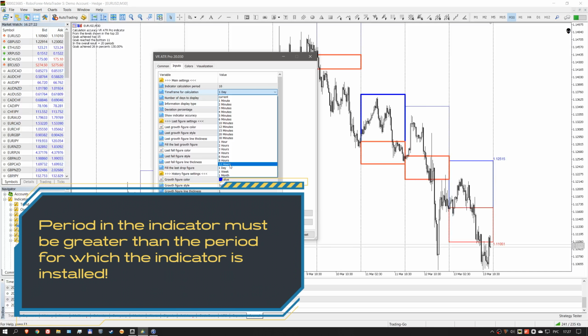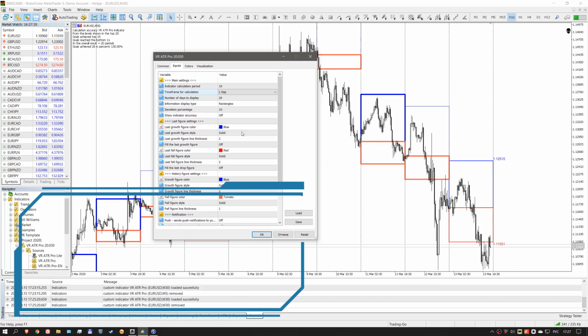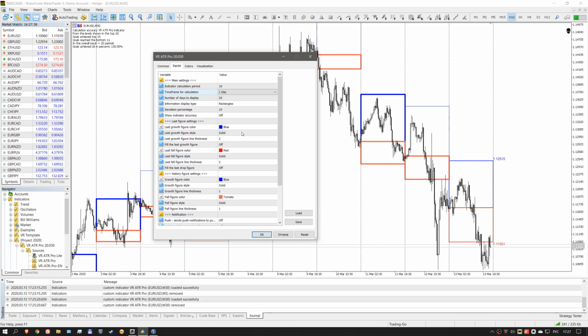But there is one important thing to remember. The period set in the indicator must be longer than the one for which the indicator is used. In other words, if you select 1 day but use the indicator for a weekly period, it will not be able to calculate the forecast, because it will need many weeks' data to make a week period calculation. So the period you set must be greater than the period the indicator is installed for.